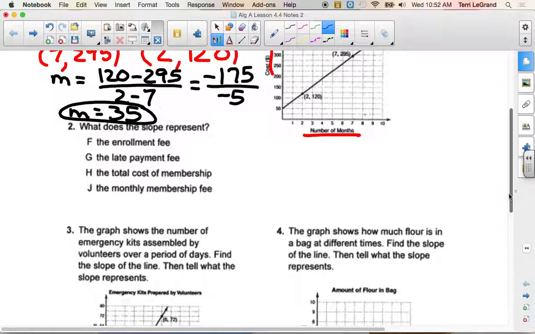Okay, so what does the slope represent? The enrollment fee, the late payment fee, the total cost of membership, the monthly membership. You make a decision on your own. But you decide first of all, before we even talk about it, which of those 4 do you think it represents? Some of you are so unengaged, and I'm not very happy. We are on number 2, and you're all making a decision about what this slope represents. Which of those 4?